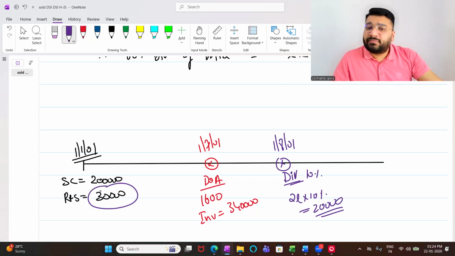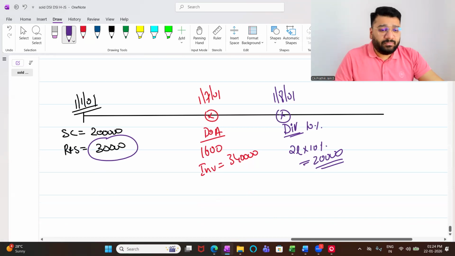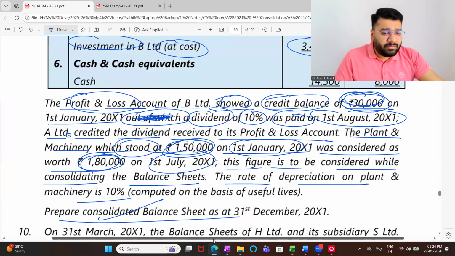Sufficient, not sufficient? Sufficient. If it was not sufficient, I would have taken that money from the current year's profit. But here it is sufficient. So don't ask me to twist the question and do one more time. I will not do this time. Now, end of the year is 31st December 2001. I'm coming one by one.